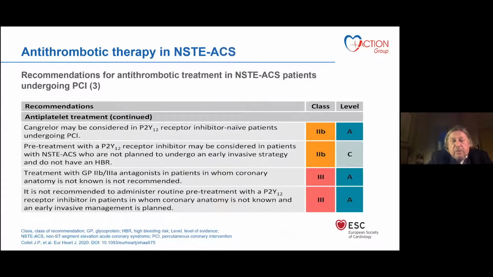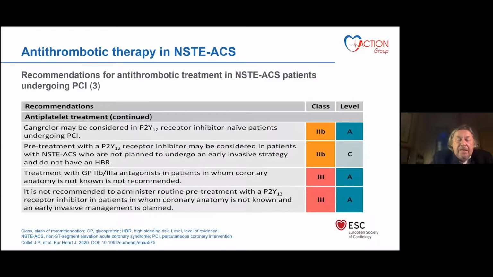Now, with respect to the antithrombotic therapy in patients who undergo PCI, I would like to show you that cangrelor may be considered in P2Y12 inhibitor naive patients with a 2B recommendation. So this is not very frequently given. It depends again on the centers that use this drug. We use it in about 5 to 10% of our patients coming in without a pre-treatment, but it's relatively rare.